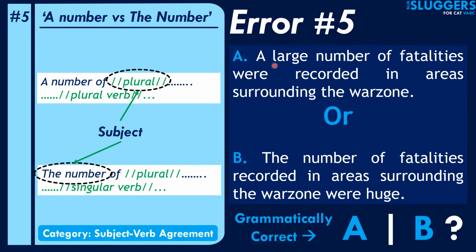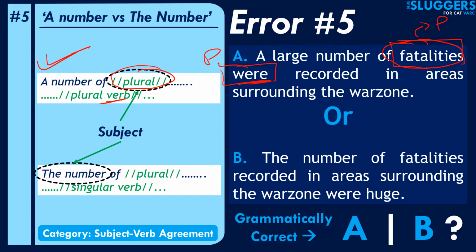Now let's consider the first case of a number of. Whenever you have a subject in the form of a number of something, first of all this something will usually be plural. A number of fatalities in this case, as you can see, will be plural, and more importantly, in these cases, the appropriate subject for the verb here is this word itself. So in this case, for example, the appropriate subject for the verb were here is fatalities, which happens to be plural in nature, and hence your verb should also be plural in nature, correct?